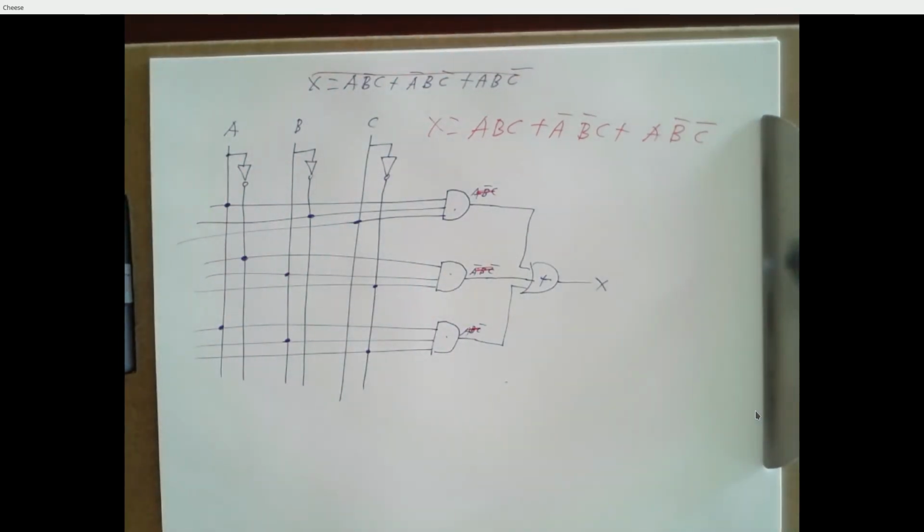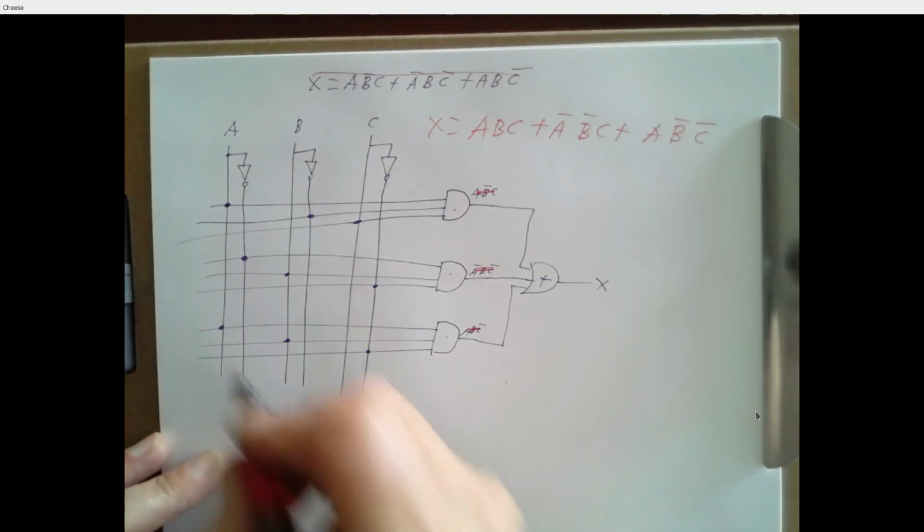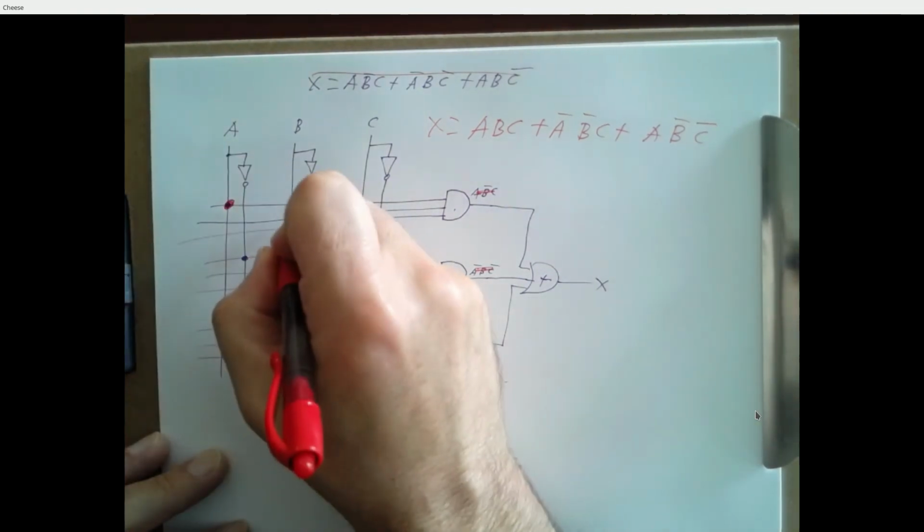What do I have to change in this picture to implement this new function? Do I have to erase the whole thing and start over? Just the connections. So ignore the dots that are up there. Let me use bigger dots in red. And suppose I do the following.